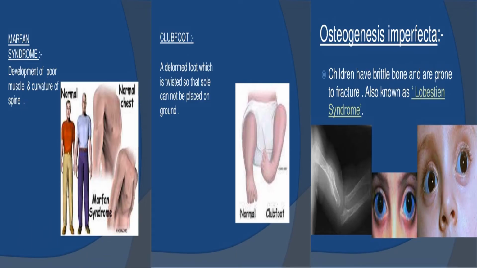This slide shows the different orthopedic impairments caused by heredity. As you can see in the figure, the first one is Marfan syndrome. This is a development of poor muscles and curvature of the spine. Second, club foot. It is a deformed foot which is twisted so that the sole cannot be placed on the ground. Third, osteogenesis imperfecta. Children have brittle bones and are prone to fracture. It is also known as Lobstein syndrome.